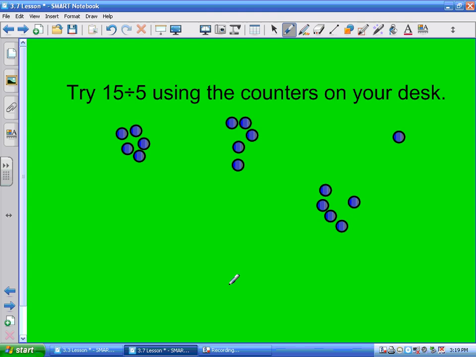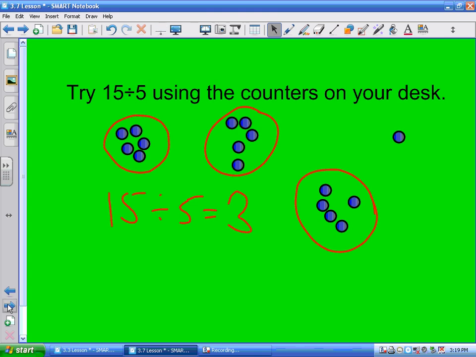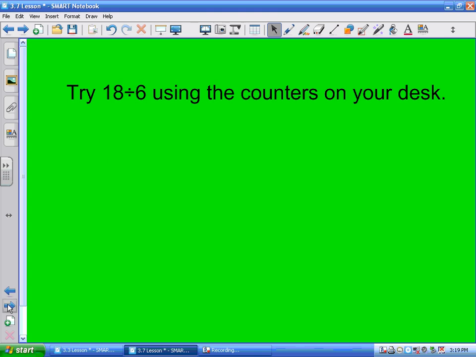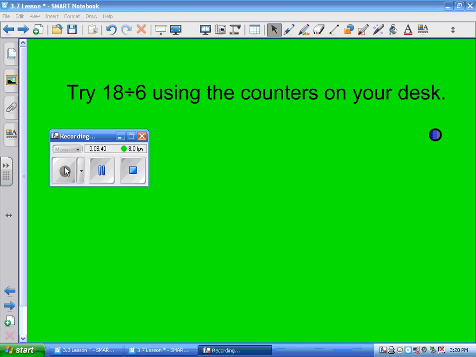Here's my first group right here. Here's my second group. And here's my third group. So I take my 15, I divide it up into groups of 5, and I end up with 3 groups. See how that works? All right, turn the page. And now I want you to do 18 divided by 6. So how many chips do you start with this time? 18. Exactly.